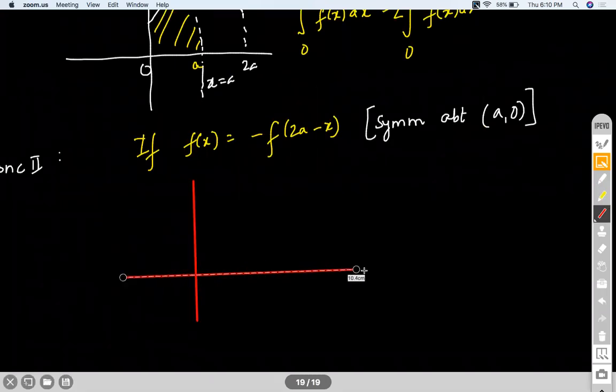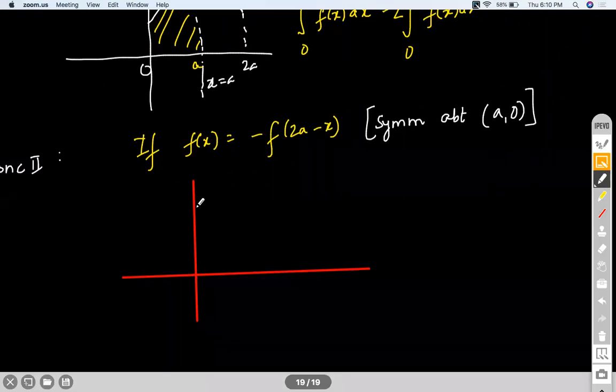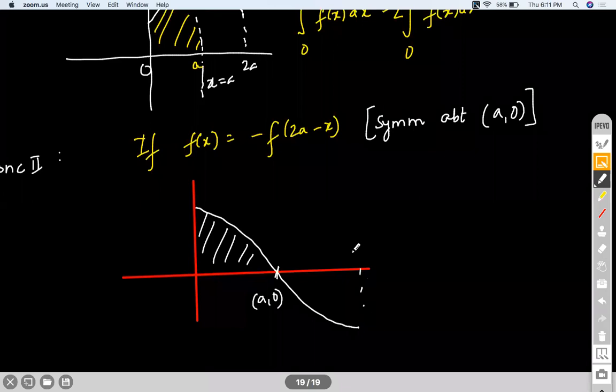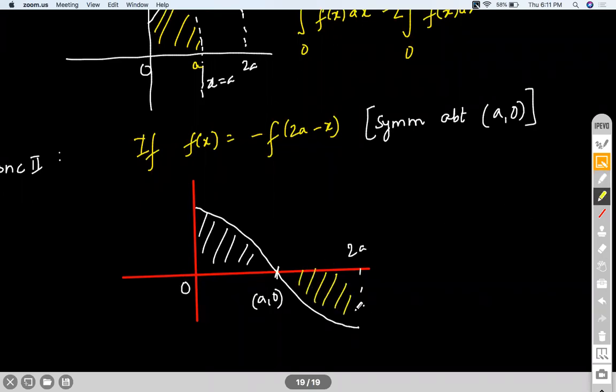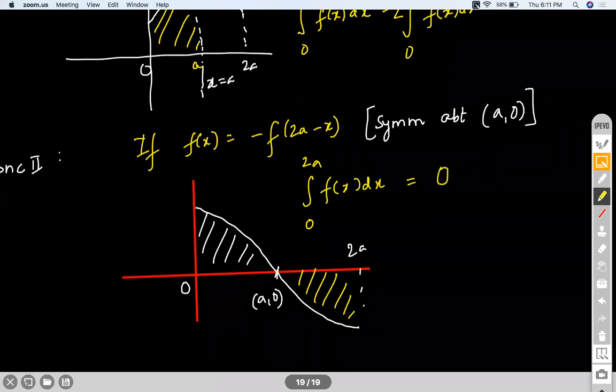So as to say that the function must cross or look symmetrical about a comma 0. That means whatever is the area over here, remember the same area would be below the x-axis also, and they will cancel each other out. So what will happen? Your integral of f of x from 0 to 2a will collapse and become 0. These are the two conclusions that we normally draw from this property.